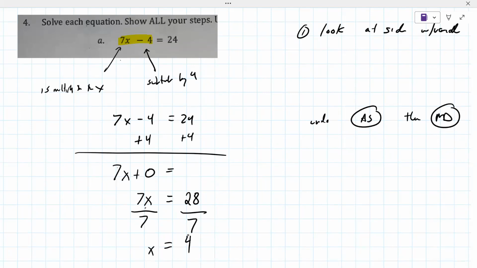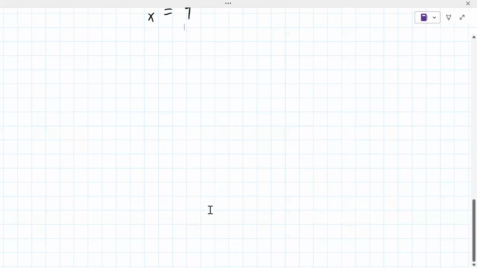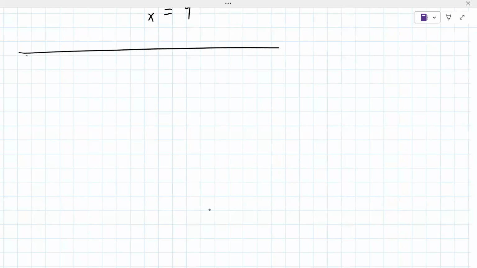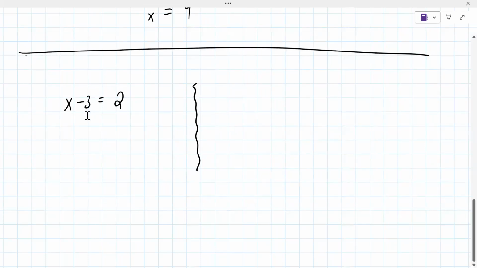Okay, so let's try some more basic problems here. These are not on your worksheet. Let's try some more basic ones. Let's say it's x minus 3 equals 2. Look at the side with the variable. How do you undo subtraction by 3? You add. What are you going to add to both sides? 3. Okay, so add 3, add 3. Tell me what goes on the left or the right.